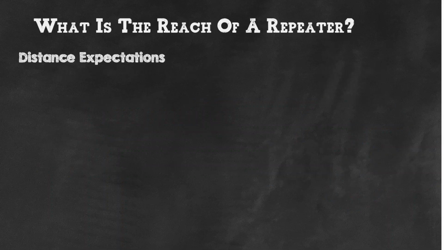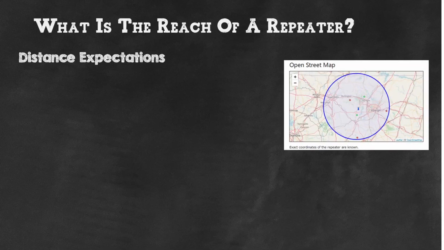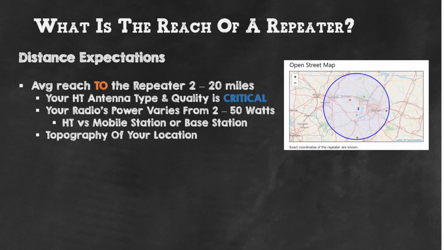What can I expect as far as my distance? Well, we have to break this down into two areas. The average reach to the repeater can vary anywhere from 2 miles to 20 miles plus, and that depends on a couple of factors. Are you using an HT, a handy talkie, the handheld one? And are you using the stock antenna? Because if you are, you just lost a lot of distance.